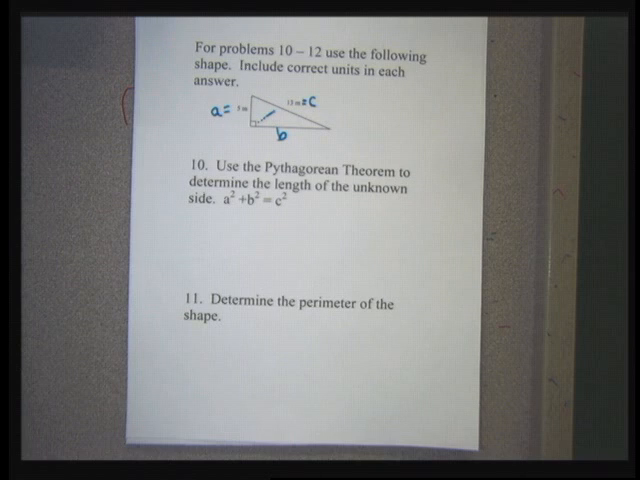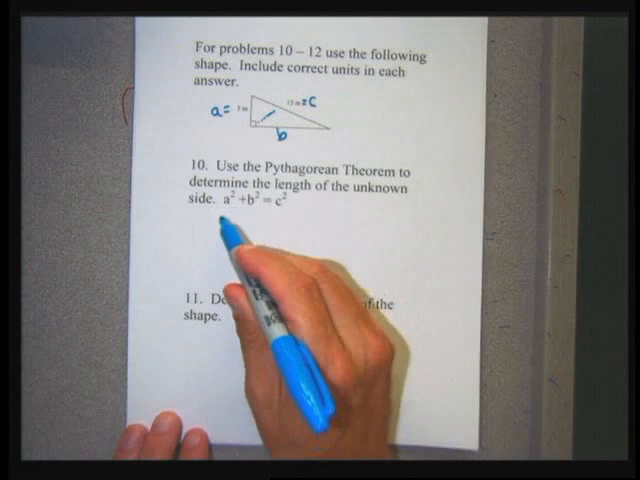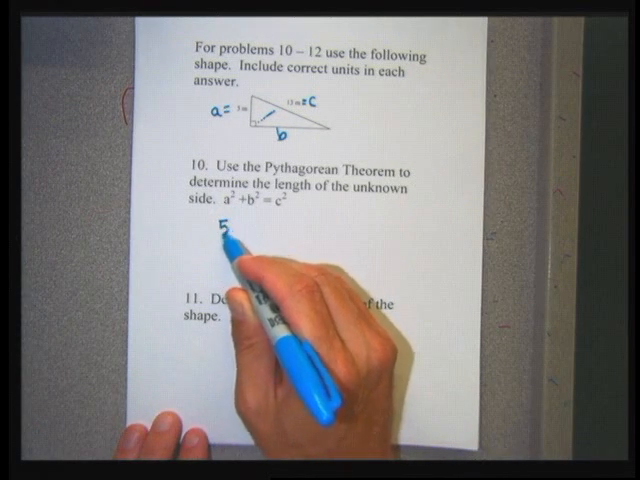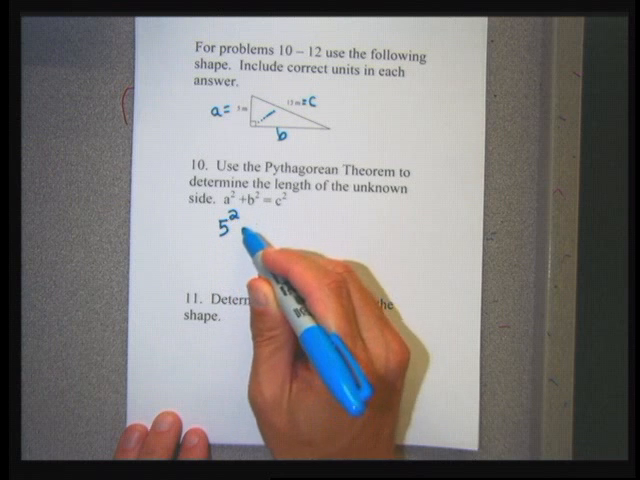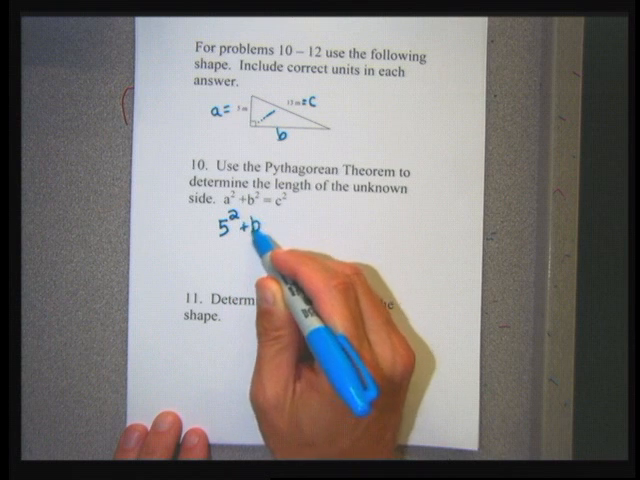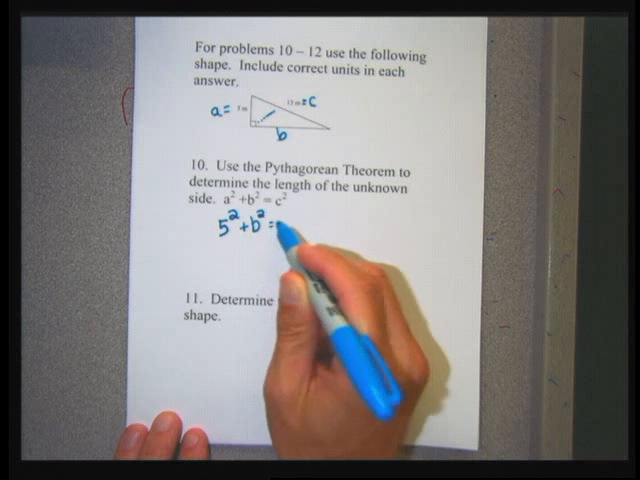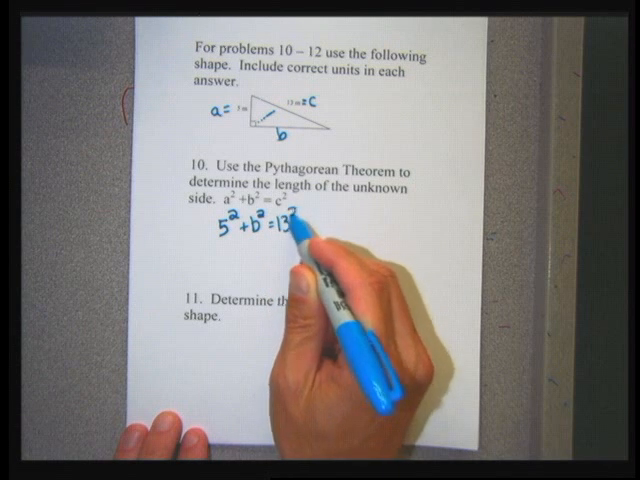I'm using the A squared plus B squared equals C squared formula, which is the Pythagorean theorem. I'm going to plug in 5 for A and square it. I'm going to leave the B with a squared, and I'm going to change 13 to C and square it.